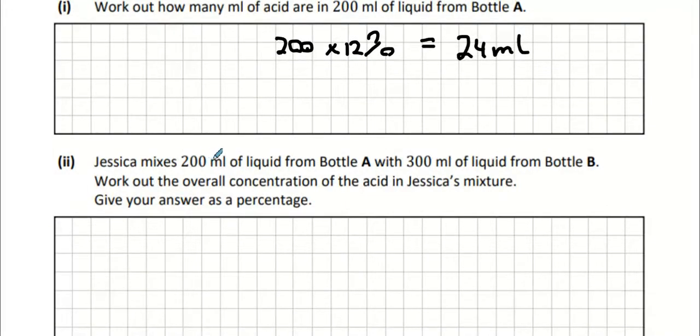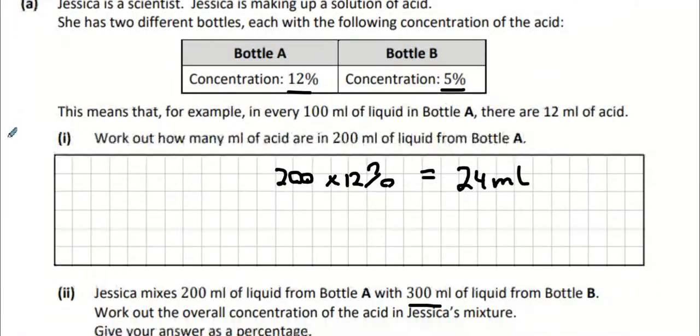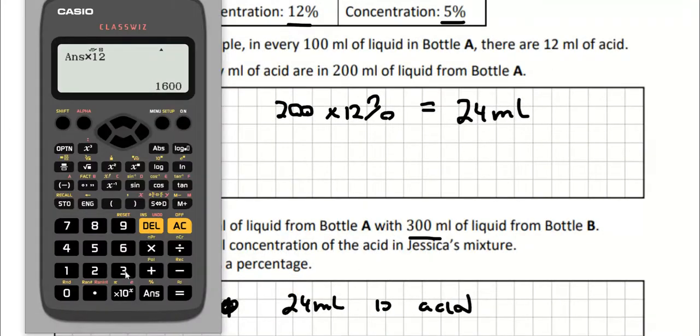Jessica mixes the 200 milliliters of bottle A with 300 milliliters of bottle B. Work out the overall concentration of Jessica's mixture. Okay, no bother. So there's 200 milliliters, of which 24 milliliters is acid. Okay, and we're going to mix that with 300 milliliters, and it's from bottle B, which is 5%. So we're going to get 300 multiplied by 5%, which is 15 mils of acid.